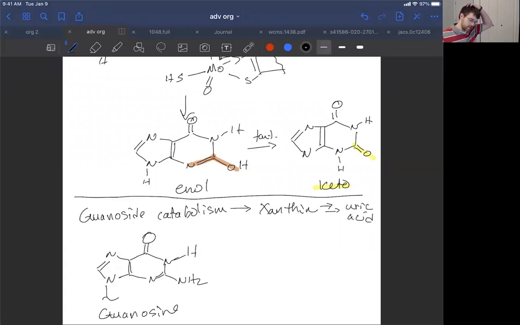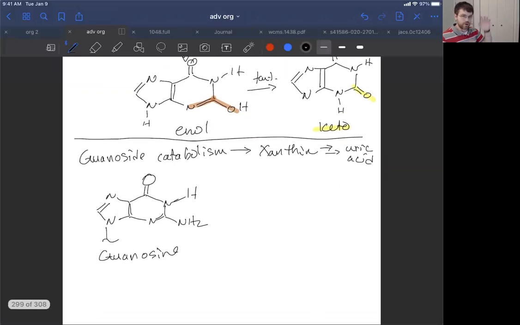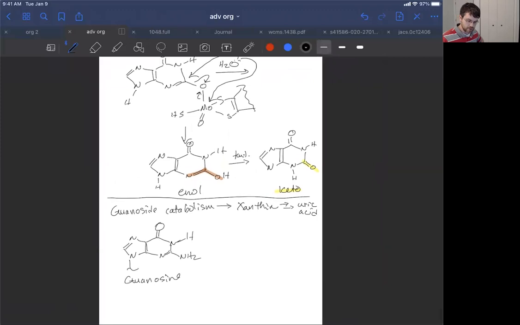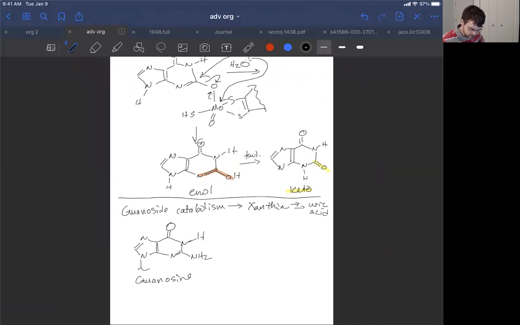Okay, so here's guanosine. Now, what I want us to notice about guanosine is that if we compare that to, oh, I've got the structure right here. So this is now xanthine, right? Because that mechanism I showed you up above was the oxidation of hypoxanthine to xanthine. Okay, so xanthine, let's just look at the structure of xanthine up and to the right.